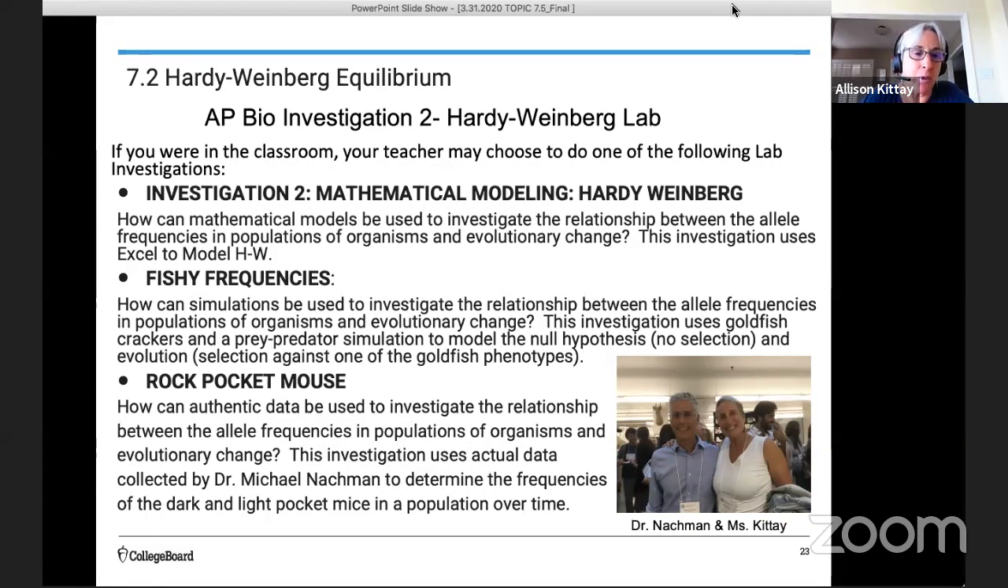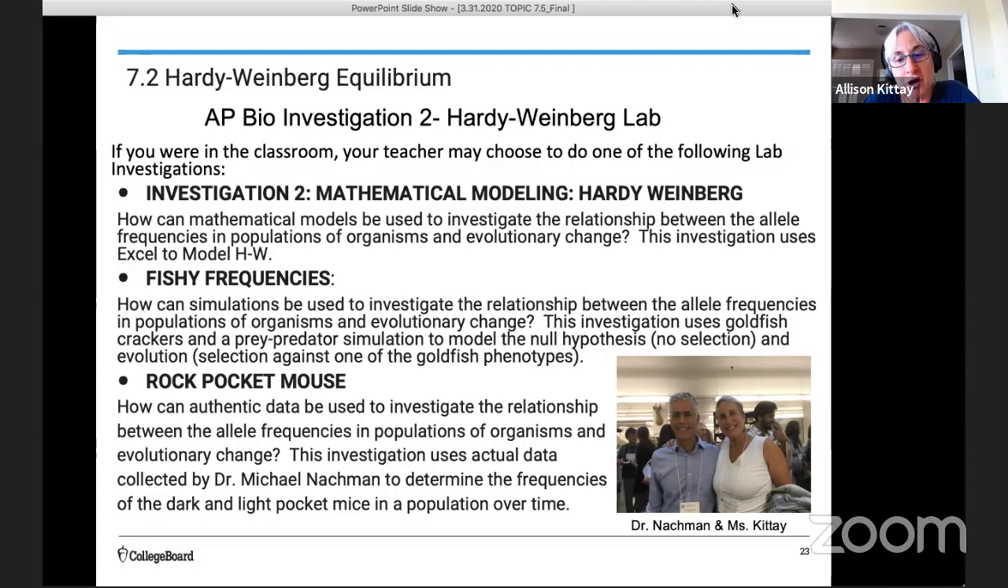And then finally, Rock Pocket Mouse has an activity that uses authentic data. And let me just remind you that in our very first lesson, we showed a little video clip of the Rock Pocket Mouse. And this is a modern day example of how protective coloration is a selective advantage. And this investigation uses that actual data that was collected by Dr. Michael Nachman to determine the frequencies of the light and dark pocket mice in a population over time. And this is done right in the southwestern desert of the United States.